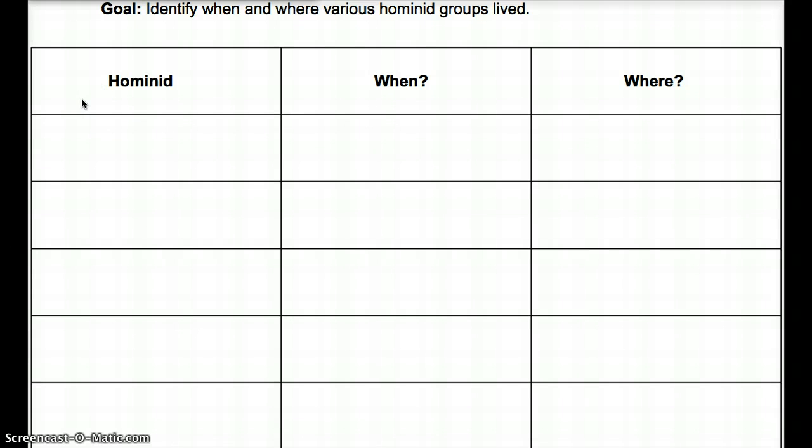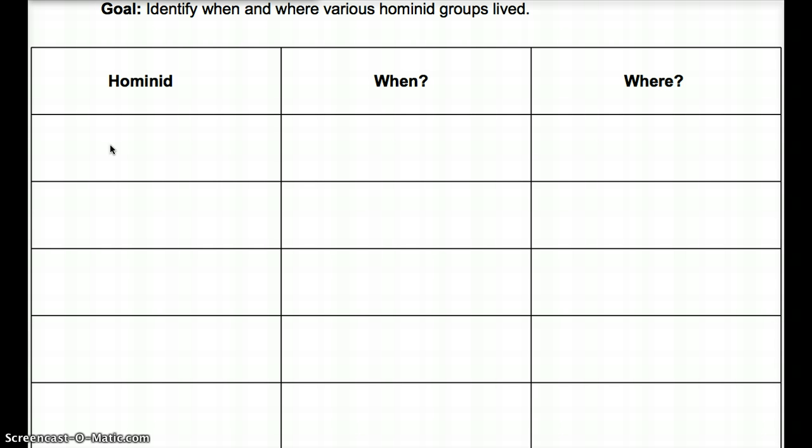Today our goal, what I want to focus on is, by the time you finish watching this video, I want everybody to be able to identify when and where various hominid groups lived. So the first thing we're going to do is I'm going to introduce the hominids, then I'm going to discuss when they existed, when they came around, and where they lived. So we have 5 different hominid groups.